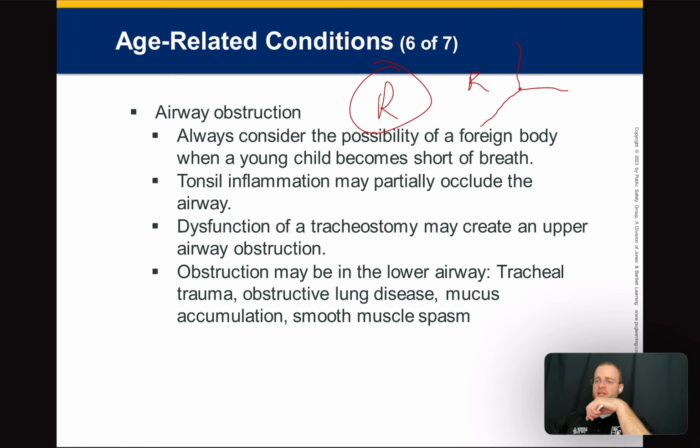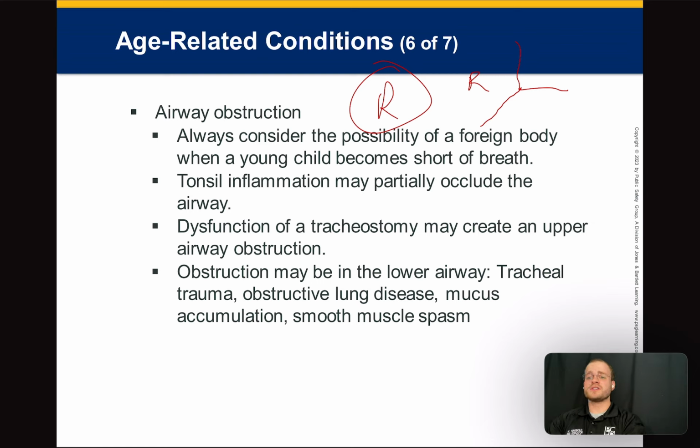So dysfunction of a tracheostomy may create an upper airway obstruction. So a tracheostomy is where they'll put a little hole in the trachea and put a tube down through here. You typically see this in chronically ill children or adults, right, that have something that is causing them to not breathe properly, where they've had to do that. Okay, could be cancer, could be cystic fibrosis, neurogenic disorders, something like that. Something has happened. Brain injury, insults, cerebral palsy, something like that.